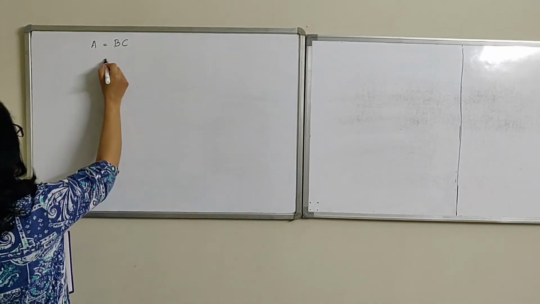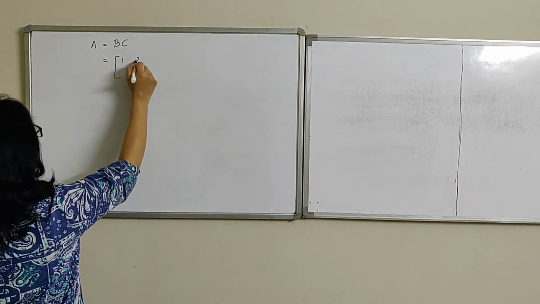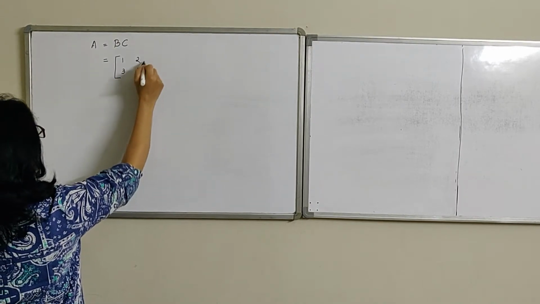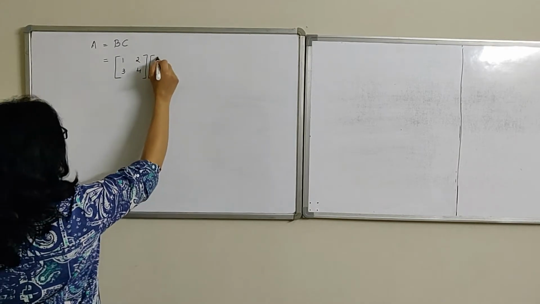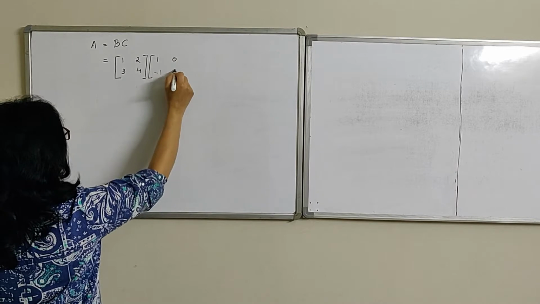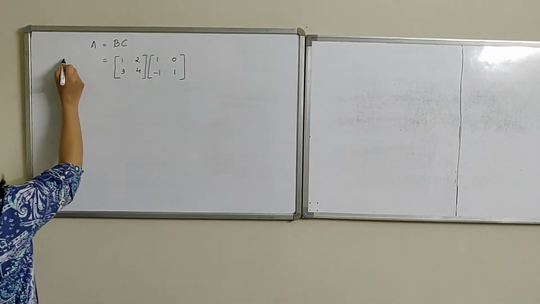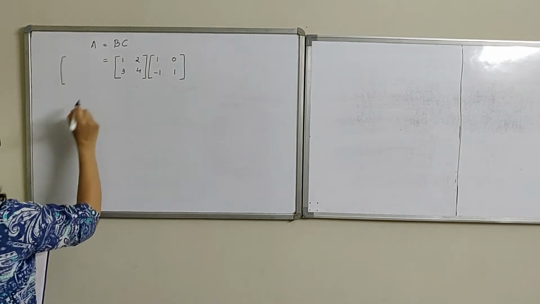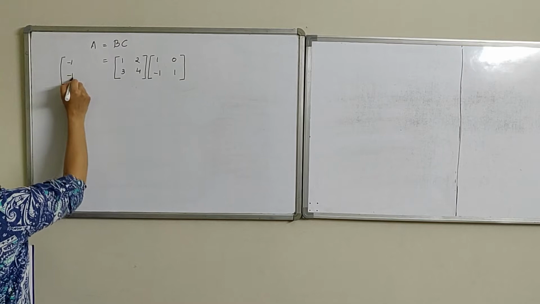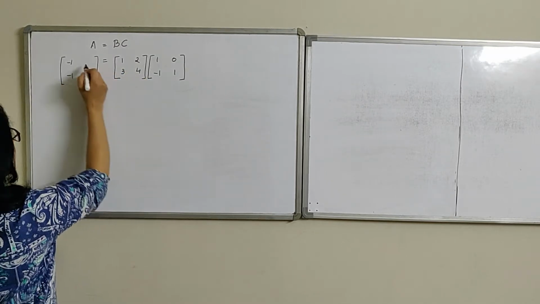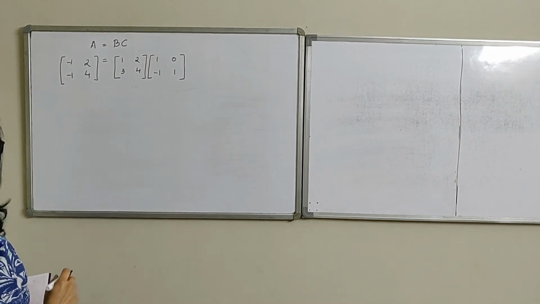So here let us take matrix B to be the matrix with elements 1, 2, 3, 4. A matrix C with these elements, and let's find out the product here that will give us matrix A. So we'll have 1 minus 2, minus 1. This is also minus 1. Here is 2 and 4. So the product matrix has been obtained.